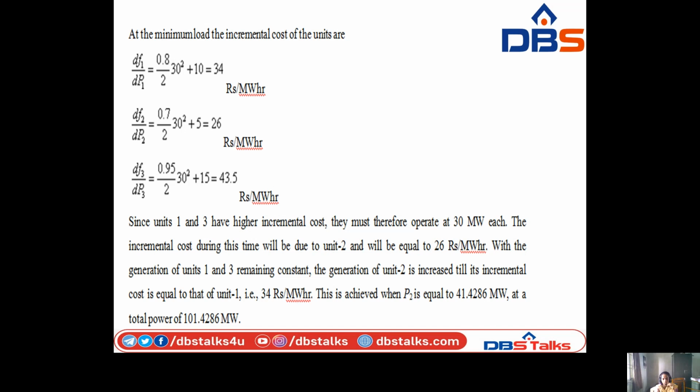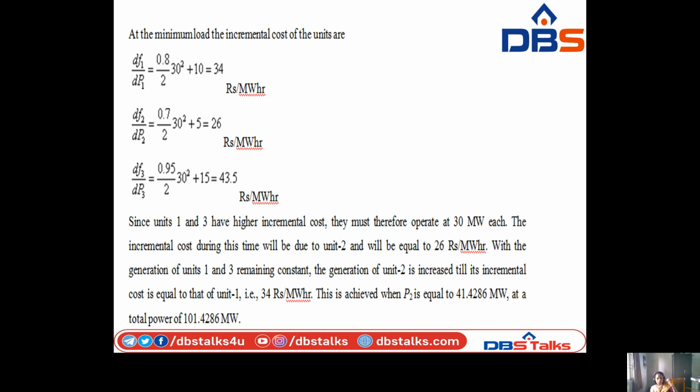Since units 1 and 3 have higher incremental cost, they must therefore operate at 30 megawatts each. So the incremental cost during this time will be due to unit 2, equal to 26 rupees per megawatt hour, with the generation of units 1 and 3 remaining constant. The generation of unit 2 is increased till the incremental cost is equal to that of unit 1. So the 34 rupees is achieved when P2 is equal to 41.426 megawatts, and the total power generated will be 101.426.